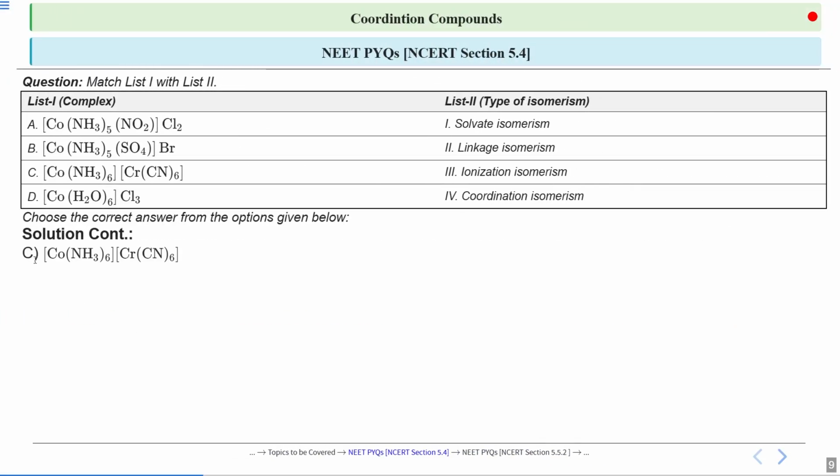Now, let's talk about our next complex, that is C, cobalt ammonia whole 6, chromium cyanide whole 6. Okay, now here ligands can be exchanged between cobalt and chromium in this complex. So this is basically a combination of two complexes. In the first one we have cobalt binding with 6 ammonia ligands, and in the second one chromium is binding with 6 cyanide ligands.